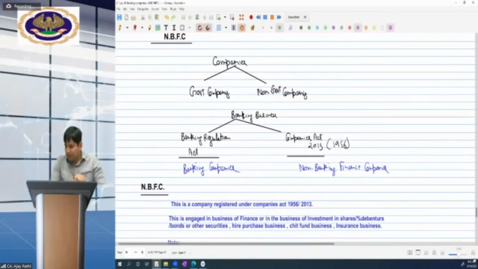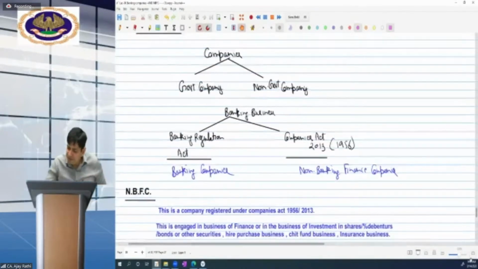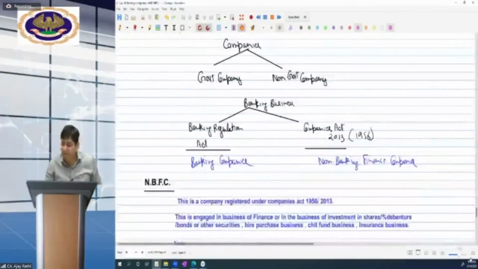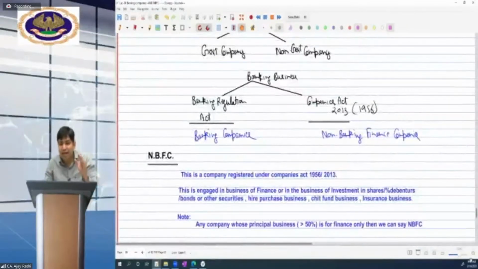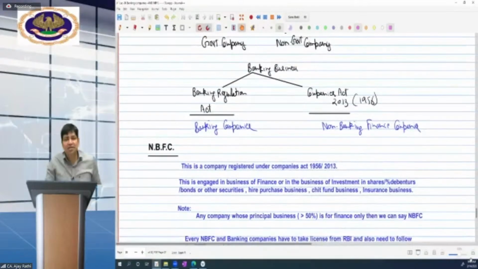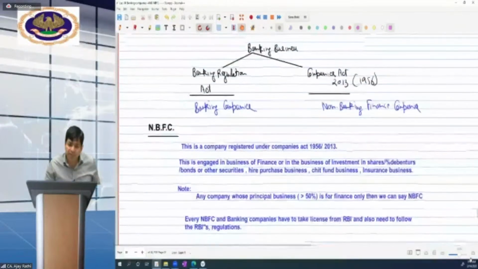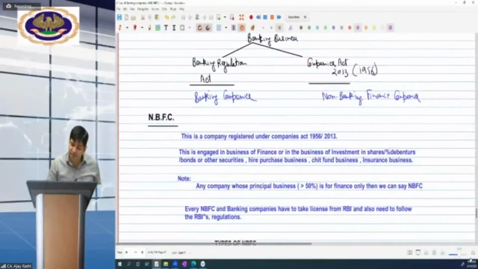Beta, see. First, you have to check what is NBFC. Beta, companies may be of two types, government or non-government. But in case of banking business, we are to consider here either it is a banking company or non-banking company based on the registration. The banks are registered under Banking Regulation Act, and non-banking finance companies are registered in Companies Act 2013. Okay, beta, earlier it was 1956.